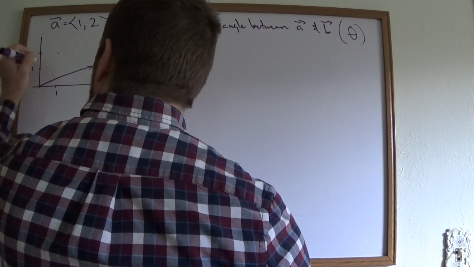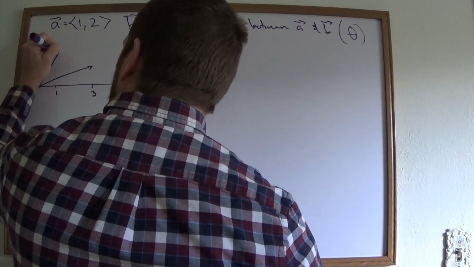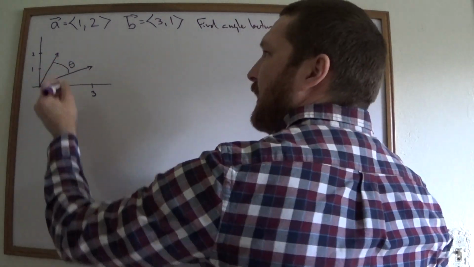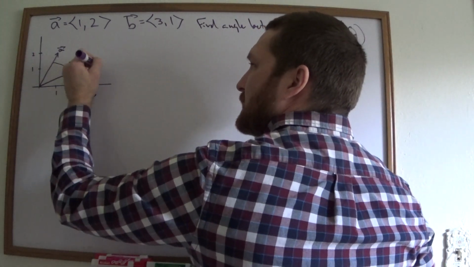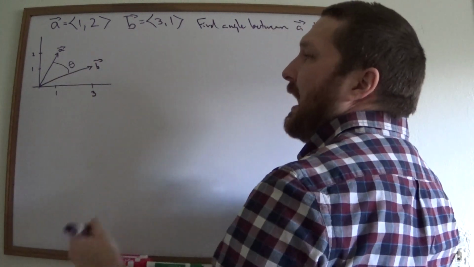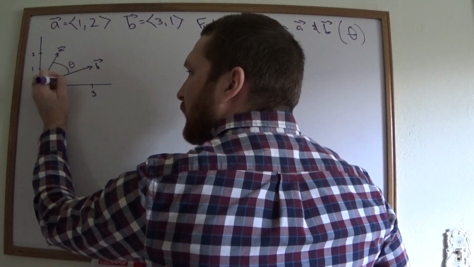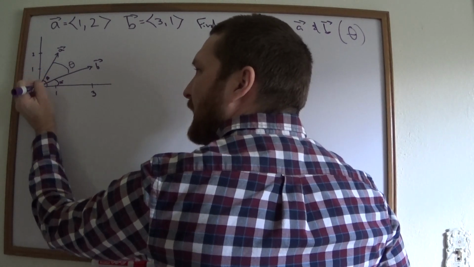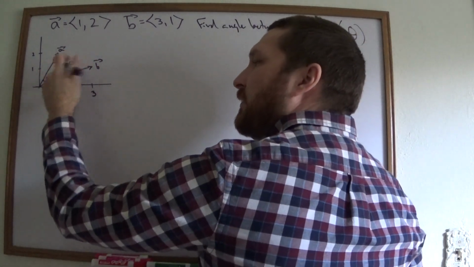So another way of doing this is, okay, we're looking for this angle theta. Obviously this is A and this is B. Now what we could do is say, well, here's this angle alpha. From here to here is this angle beta. And therefore theta is equal to what?